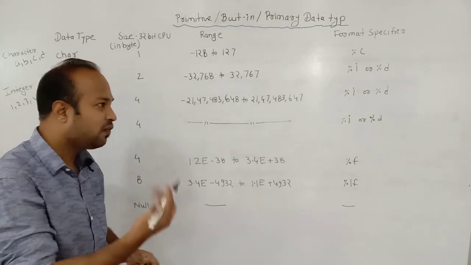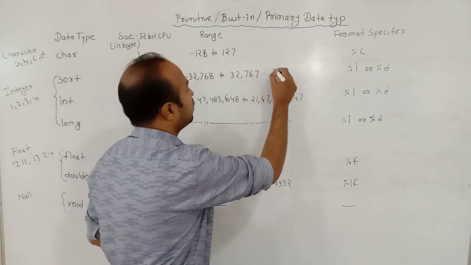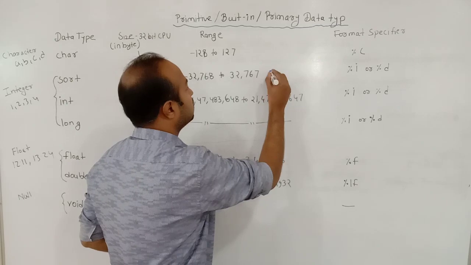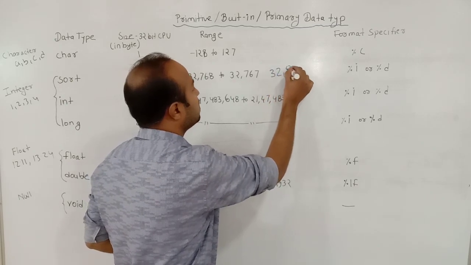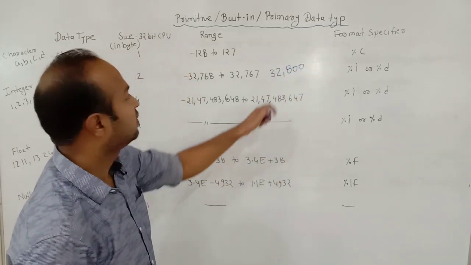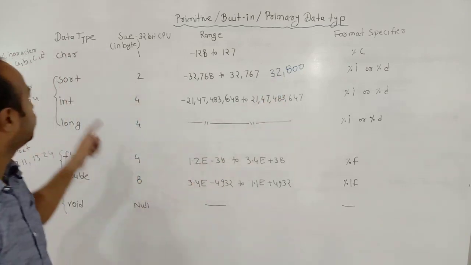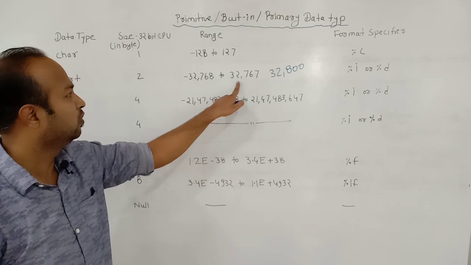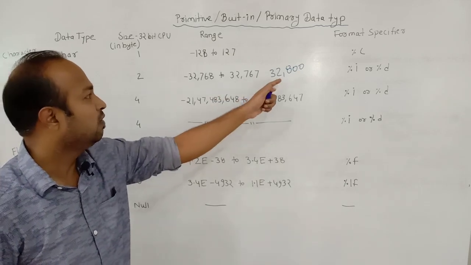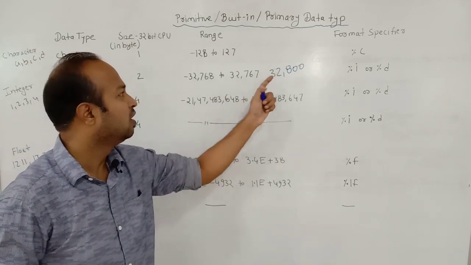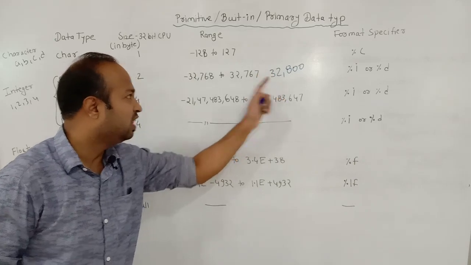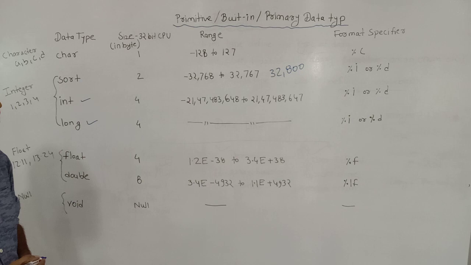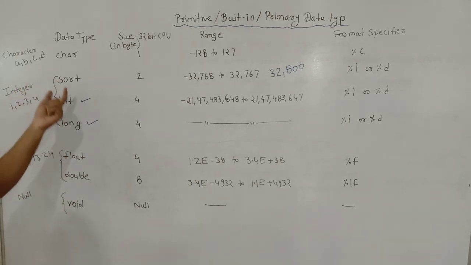If I want to store a number like 32,800, this data can't be stored by short because the range of short is 32,767. Then how can we use this number? If I want to use this number, then we have to use either int or long. So this is an example of integer data.